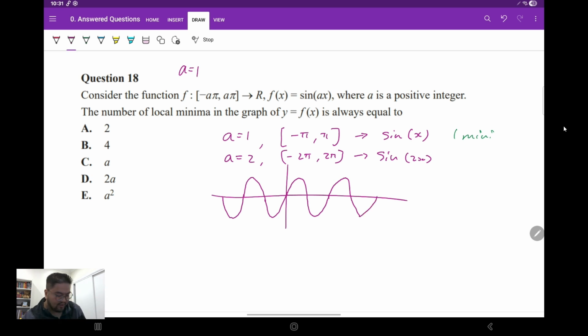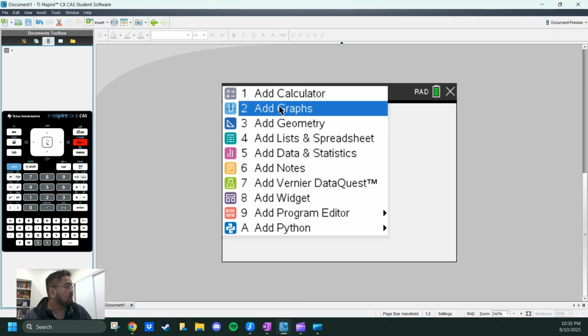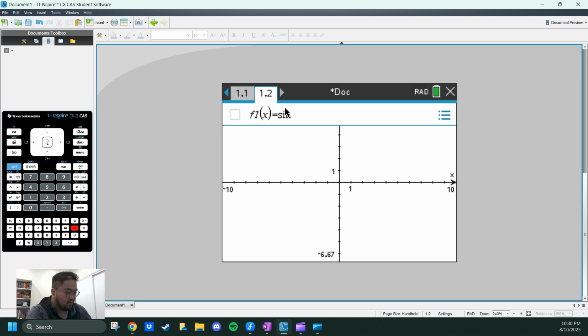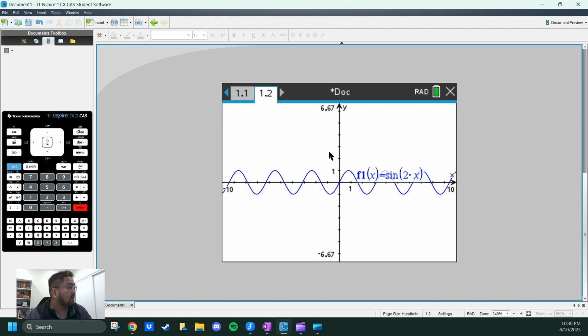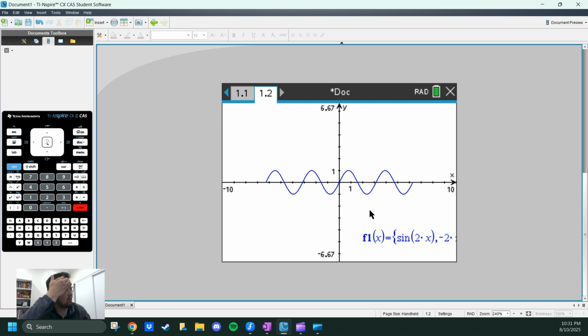Sorry, I probably should just verify on the actual CAS. So if we pull up the CAS, sine 2x, and I could restrict the domain, this is given, negative 2 pi to 2 pi. Okay, so in this case, we've got 1, 2, 3, 4 minima.